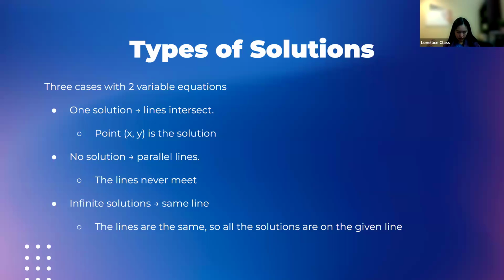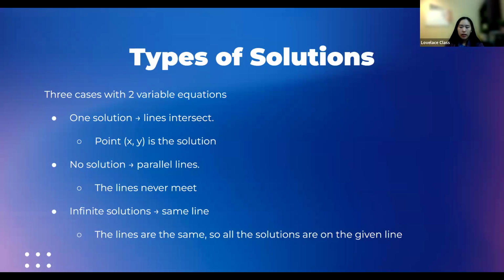Or you could have infinite solutions. Infinite solutions is this funny case because that's when the two lines are actually the exact same line, right? The equations are the same. So that's when you have infinite solutions because all the points on one line are on the other line as well. And as you defined, a solution is a point that's on both of the lines. So, yeah.